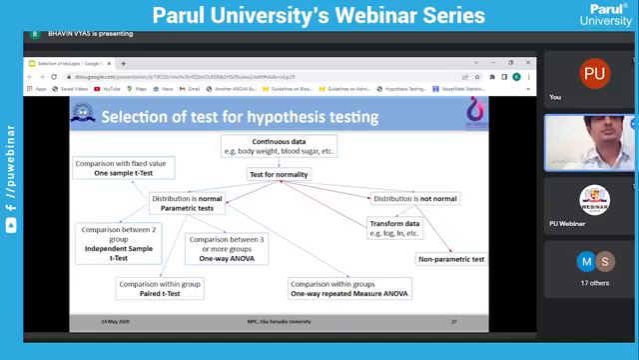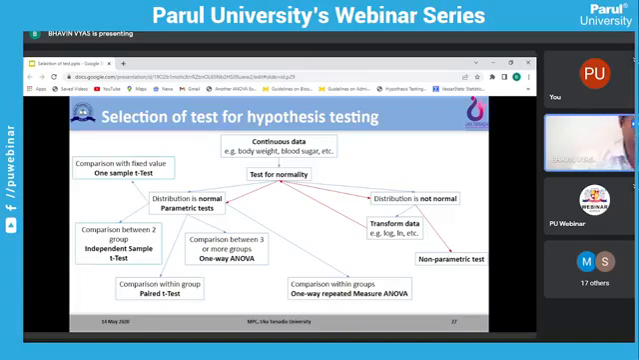So in a nutshell, in pharmacy generally, if you are carrying out an experiment in, I can say, pharmaceutics or QA or in pharmacognosy, the final outcome will generally be data which is continuous type of data. So that's why you should follow this flow, by which you can select your particular test.